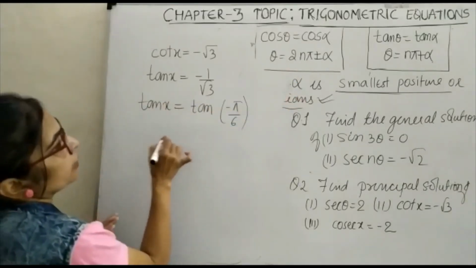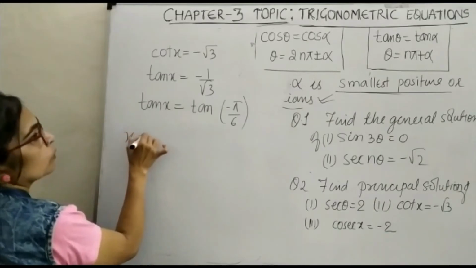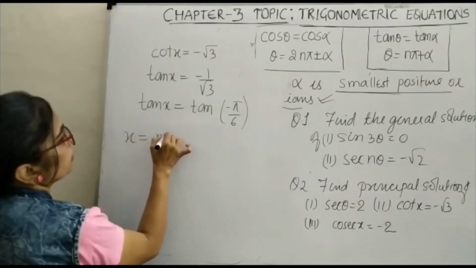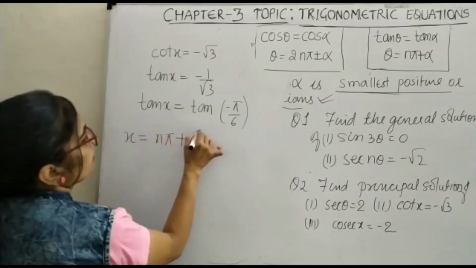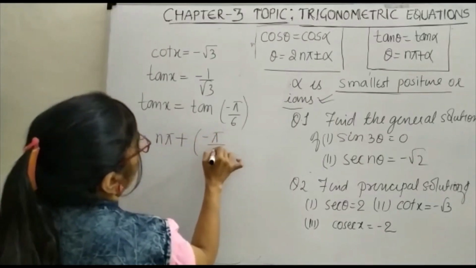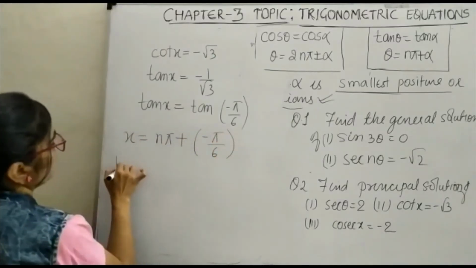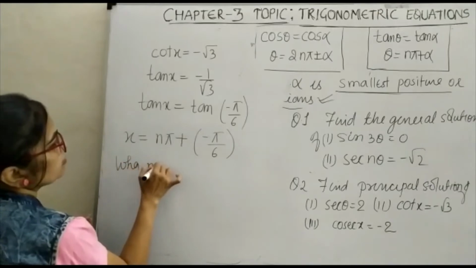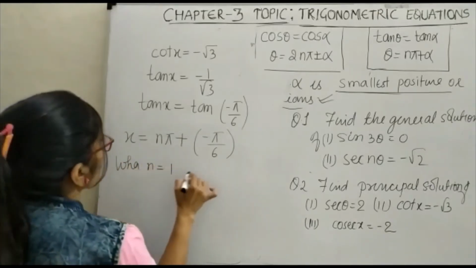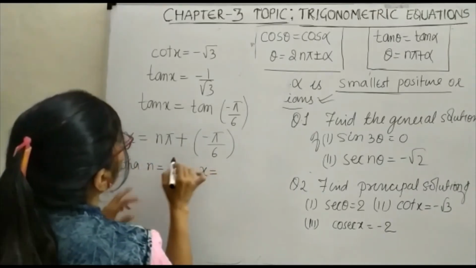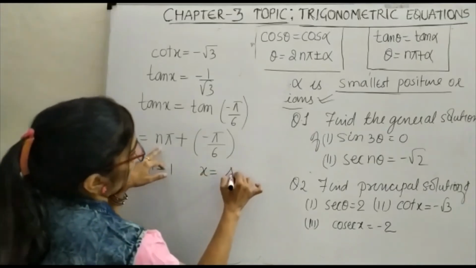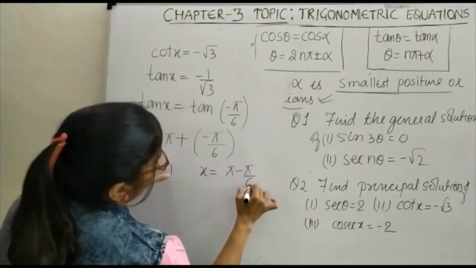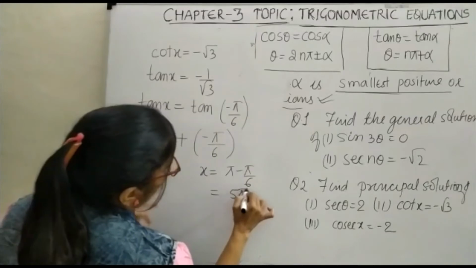Your x will be equal to n pi plus minus pi upon 6. When n is equal to 1, then this x is equal to 1 है, देखिए तो आपको हो जाएगा पाई माइनस पाई अपॉन 6, that is 5 pi upon 6.